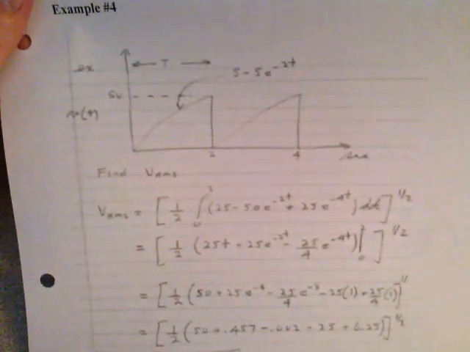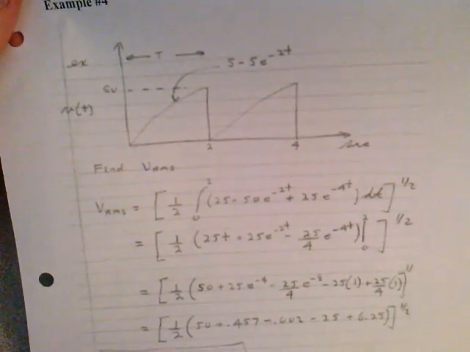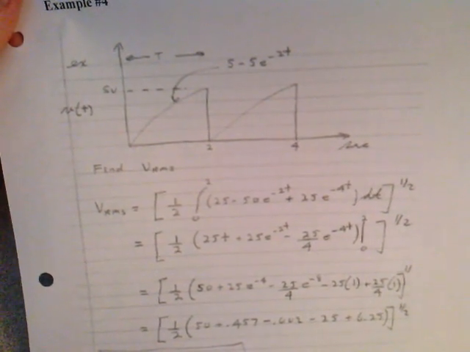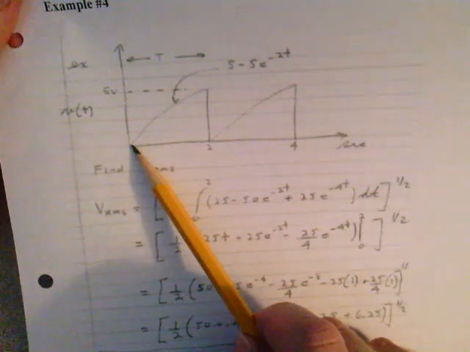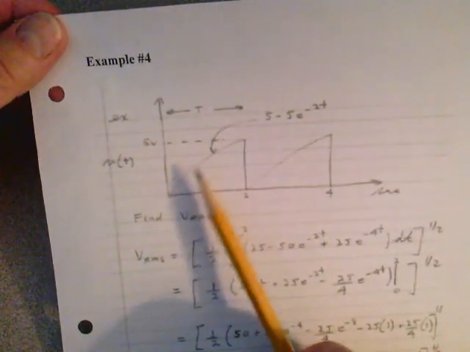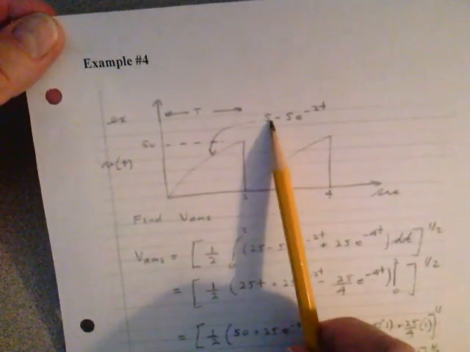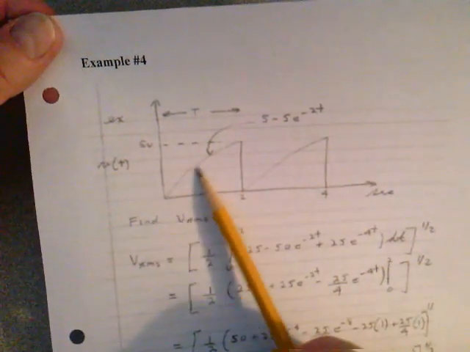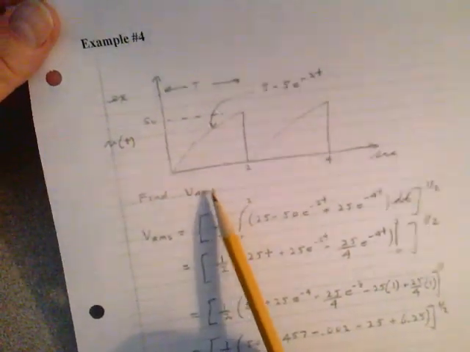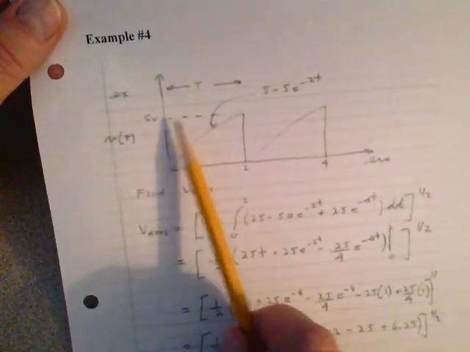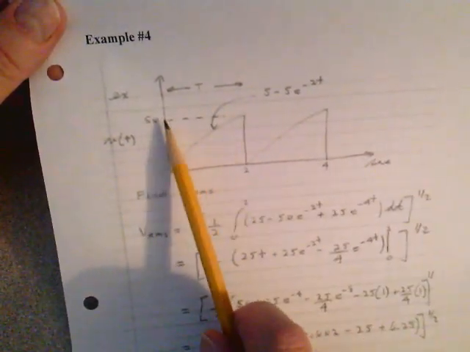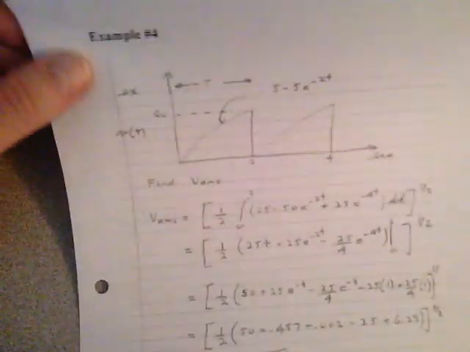Example number 4. Here we have an exponential waveform. We've seen these in first order equations with these transient circuits. But anyhow, it's 5 minus 5e to the minus 2t, that waveform. That's the period, and it repeats itself. Find the RMS value or effective value of this waveform here that has a peak of 5 volts. You can't use 0.707.